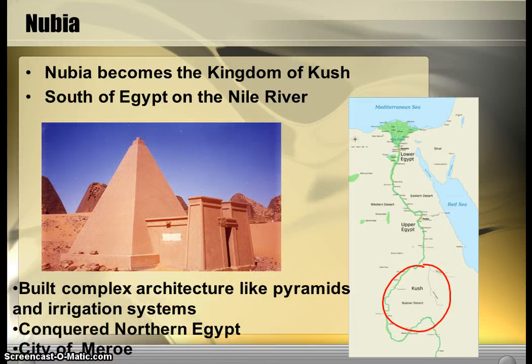Nubia was the southern neighbor of Egypt. They were also located on the Nile River, and they built complex architecture similar to that we found in Egypt, and eventually they conquered Egypt, and their capital was at the city of Meroe.